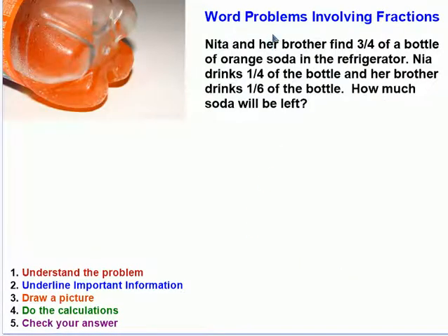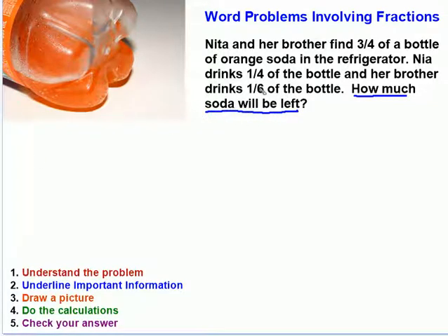Here's our final problem. Nita and her brother find 3/4 of a bottle of orange soda in the refrigerator. Nia drinks 1/4 of the bottle, and her brother drinks 1/6 of the bottle. How much of the soda will be left? Once again, let's underline our question. How much of the soda will be left? That's what we're being asked.